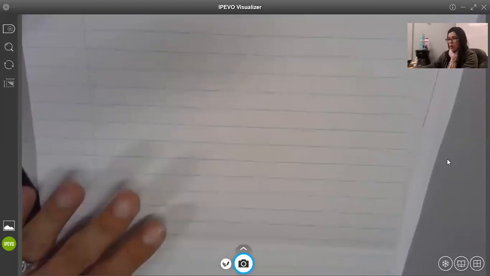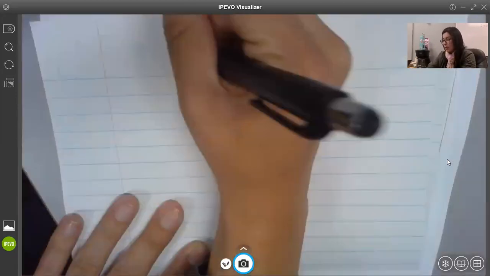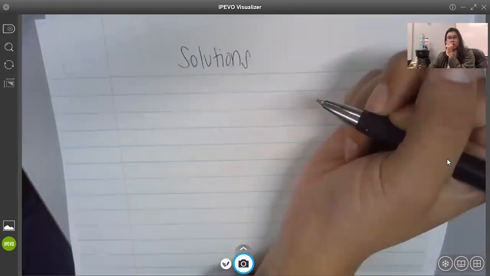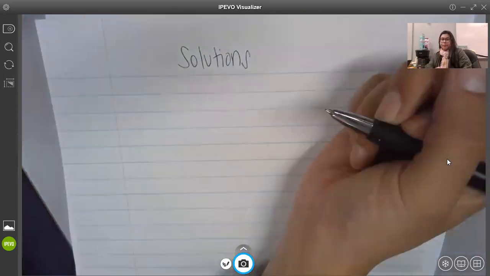All right, so in this Ed Puzzle 21, we're going to talk about solutions. So please take notes. We're going to talk about solutions of inequalities and solutions of a system.